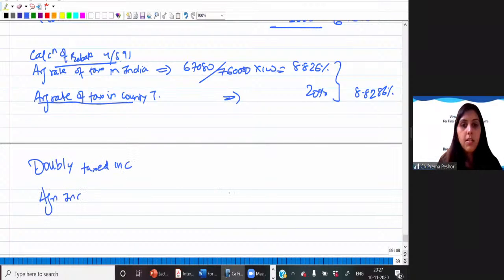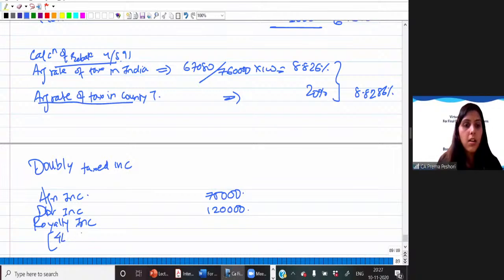Agricultural income 75,000. Then dividend income 1,20,000. Royalty income, this will be 4 lakh minus 60,000 and minus 3 lakh.